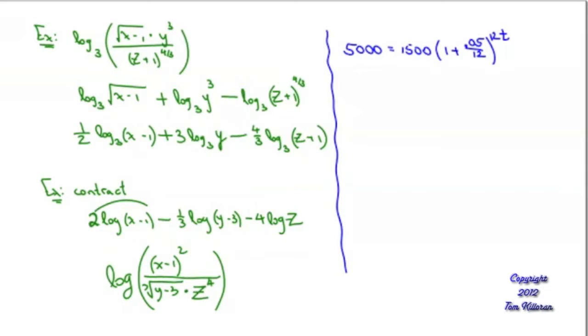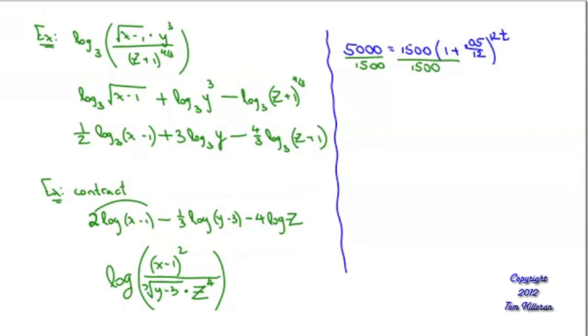You cannot distribute the 1500 because there's a power up there, and multiplication does not come before exponents. So you've got to do the exponent first. No, I can't do the exponent because it's a variable. The only thing I can touch right now is 5,000. I can't touch 5,000, it's on the other side of the equation. What can I do with the 1500? Divide. So divide both sides by 1500.